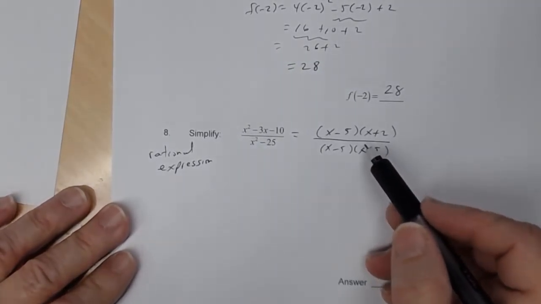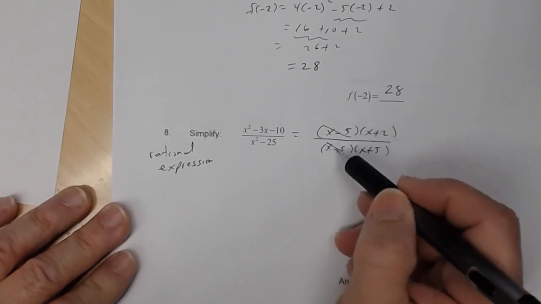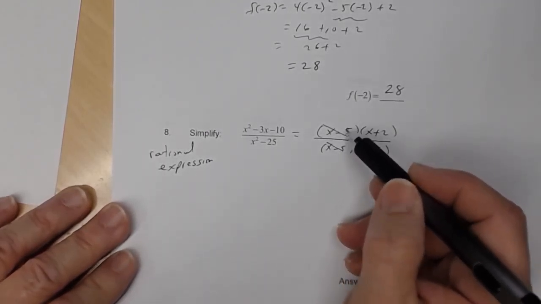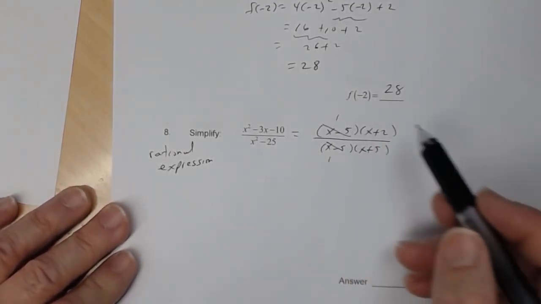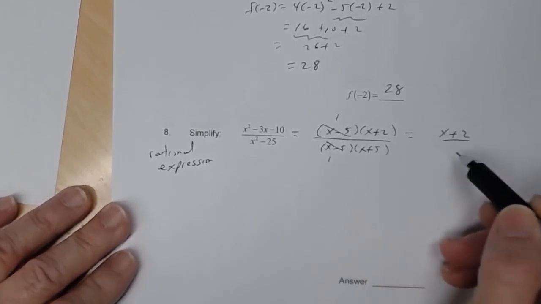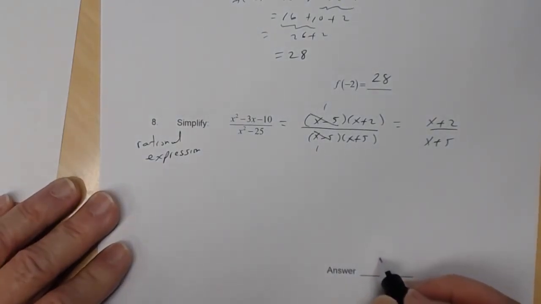And then once you factor, you reduce. So I can reduce these factors here. These are common factors. And so x minus 5 divided by x minus 5, remember that's 1. That's the value 1 right here. So I'm going to put 1s in their places. And so 1 times x plus 2 is x plus 2. And then 1 times x plus 5 is x plus 5. And I can't reduce anything else. So you're done. So the answer is x plus 2 divided by x plus 5.